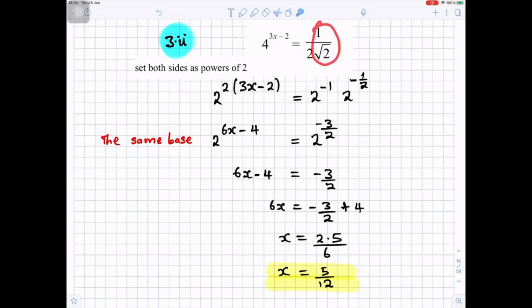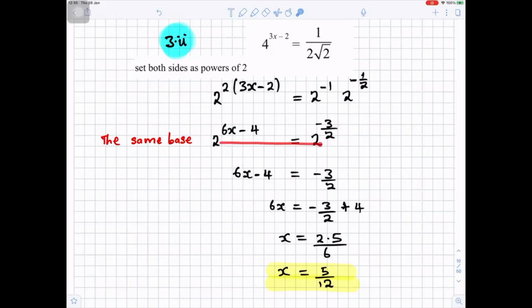1 over root 2 is 1 over 2 to the half, which is the same as 2 to the minus a half. Now we notice the base is the same. There's 2, 2, 2. The base is the same, so we add the powers. Minus 1 plus minus a half will give you minus 3 over 2.